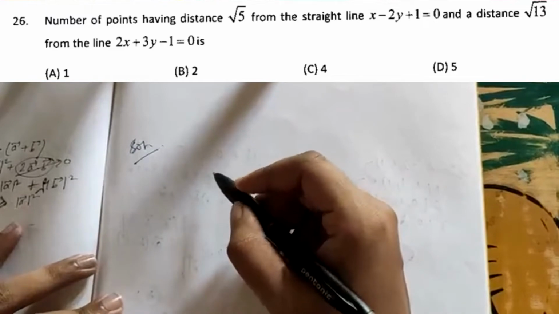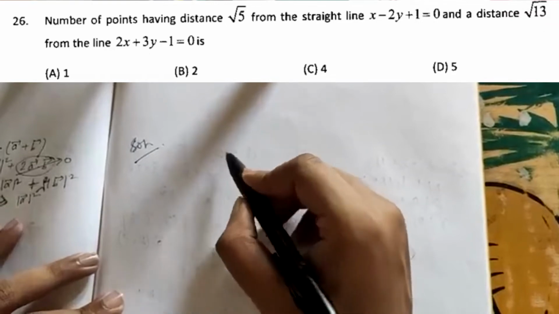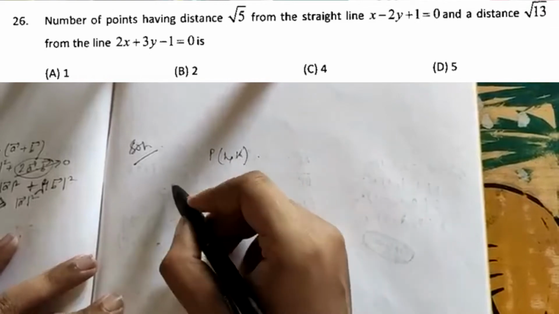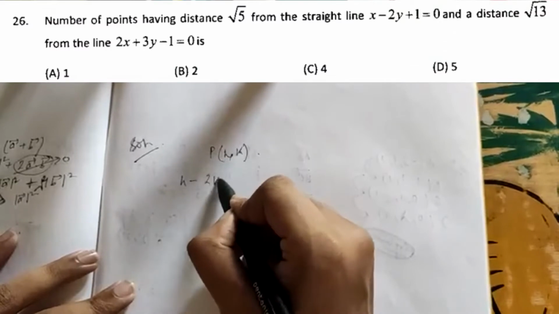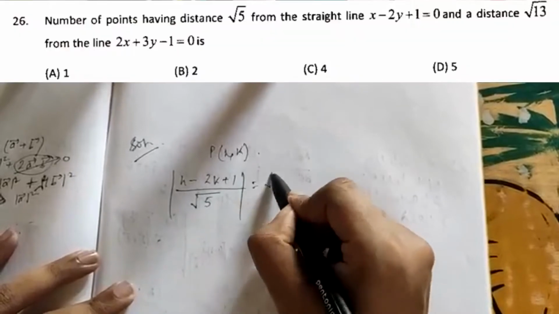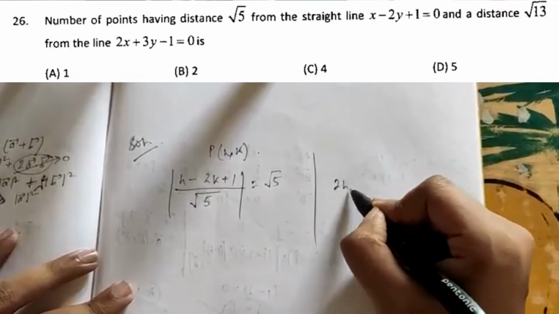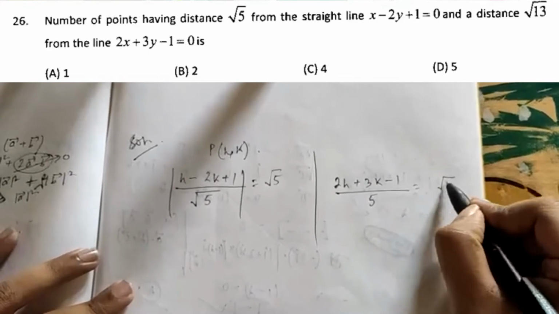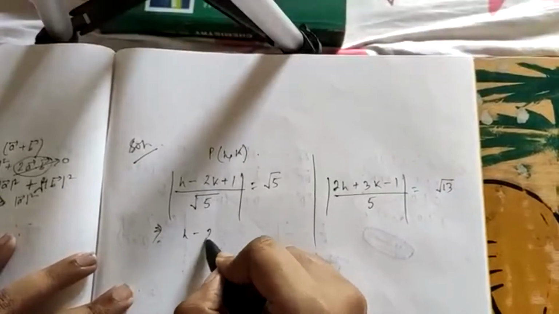It's saying that number of points having distance root 5 from the straight line this, and the distance root 13 from the straight line this. So let point P be a point h comma k, and be its distance from the first straight line be root 5. That means h minus 2k plus 1 by under root 5 mod is equal to root 5. And in the second condition of the second line, it's 2h plus 3k minus 1 by under root 13 mod is equal to root 13. So if I solve this question, we can get four equations.